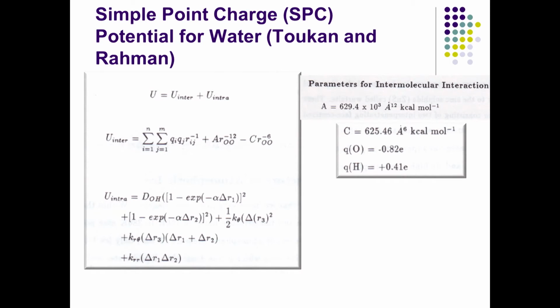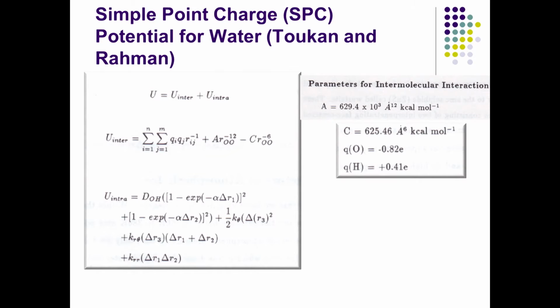So, without going into that detail, which we will talk about later in this course as practical examples, and how we solve that problem of de-icing, we are going to look here just at the potential functions, inter and intra. And this is the simple point charge potential which was created by Toukan and Rahman, famous scientists who worked almost all of their professional lives to generate some very interesting potential function models, which we will talk about. So, this is the water potential.